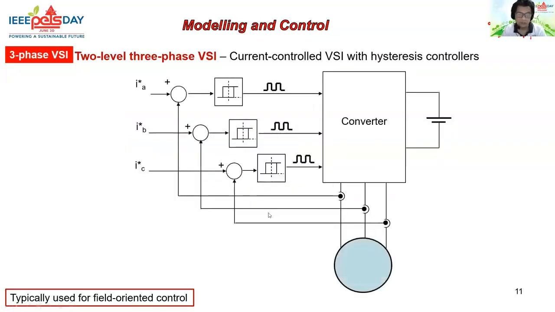Another way of controlling the current, which is also typically applied for FOC, is to use a nonlinear controller, which is the hysteresis controller shown here. The implementation is easy, but there are drawbacks to hysteresis, as we all know, which cause high ripples as well as variable switching frequency.